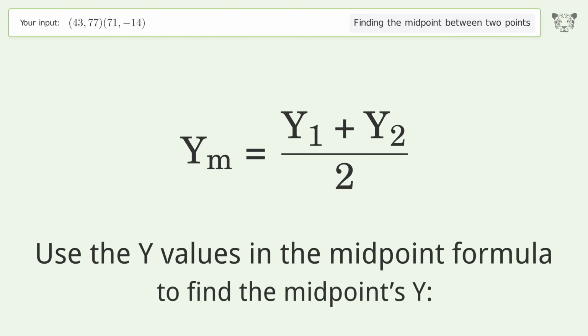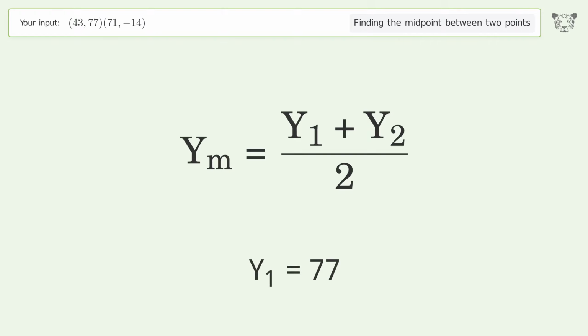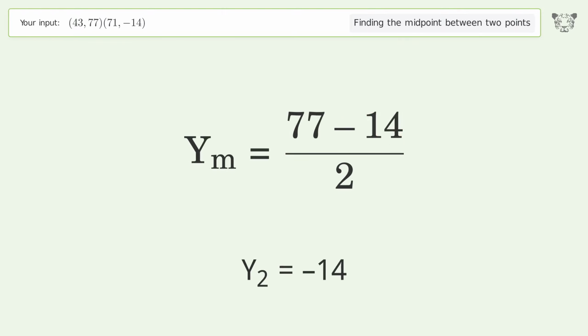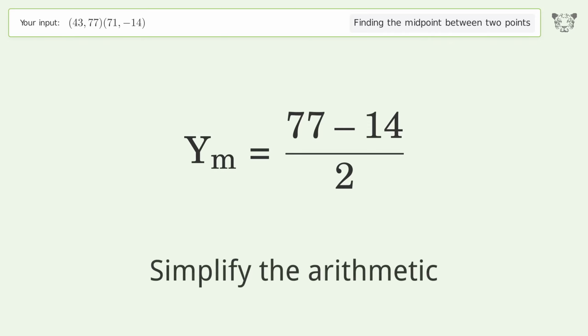Use the y values in the midpoint formula to find the midpoint's y. y1 equals 77. y2 equals -14. Simplify the arithmetic.